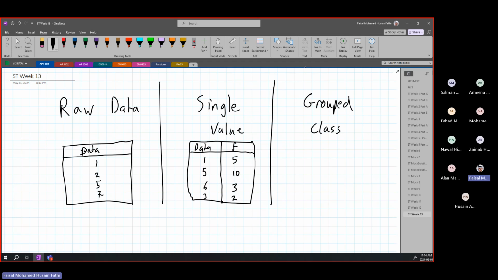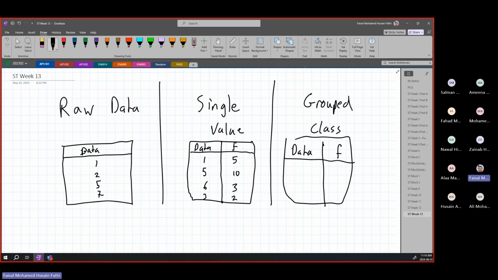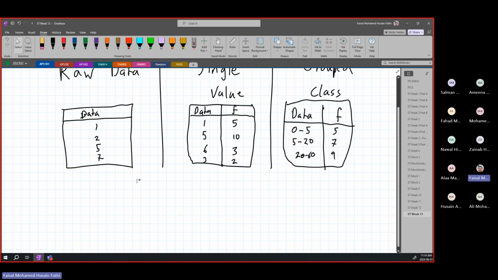And then we have the grouped class data, which has data again, and the frequency. And here we had a range for the data. So let's say from 0 to 5, and then from 5 to 20, and then 20 to 60, for example. And then you had the frequency for it as well. So these were the three types of data that we looked at, and we had equations for each. If you remember, the last thing we did was variance and standard deviation.